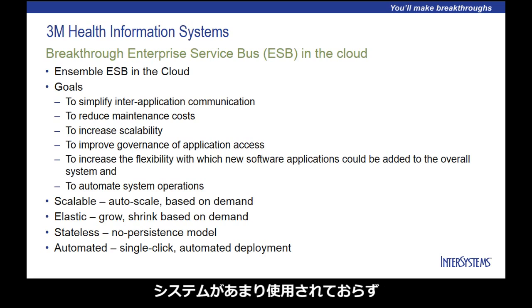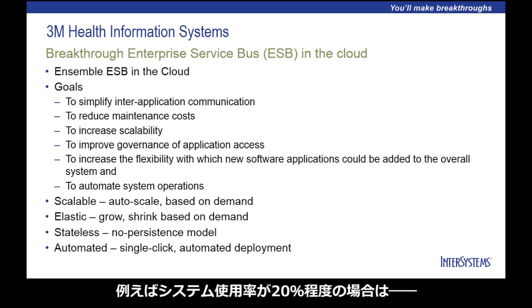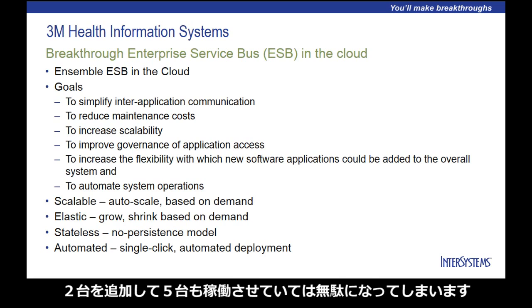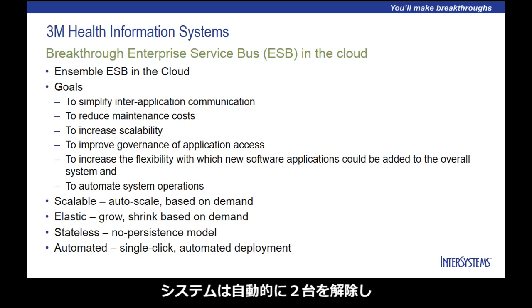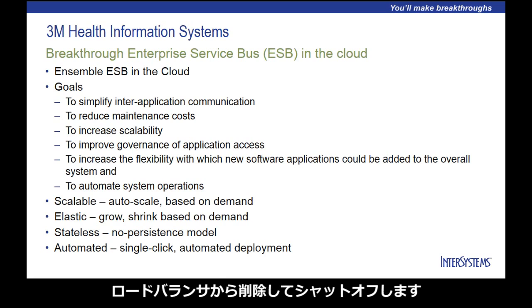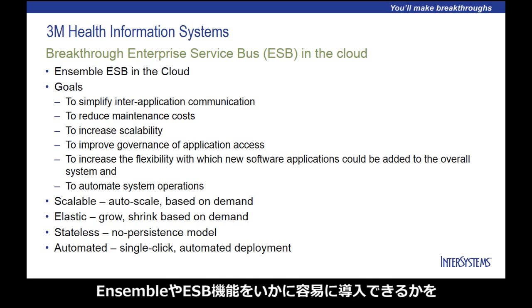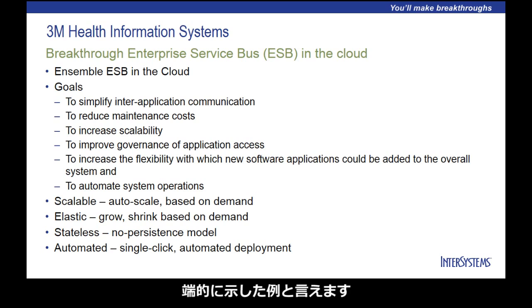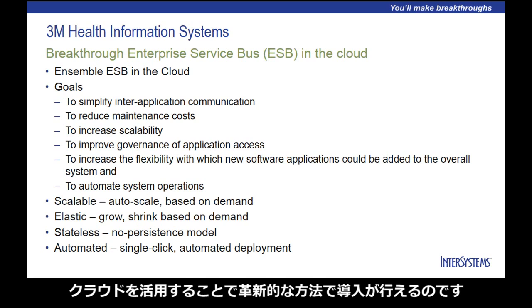Then they'll notice, okay, when the system is a little less utilized, let's say overall system capacity is only being used at 20%. So they had 3 before, they added 2 more, they have 5 now, and they don't really need all these 5 running because remember, you're paying as you go. So the system will automatically do the reverse: take 2 away, remove them from the load balancer, shut them off. So this is a great example of how easy it was for somebody to take Ensemble, the ESB functionality specifically, and leverage the cloud for it and really use it in a breakthrough fashion.